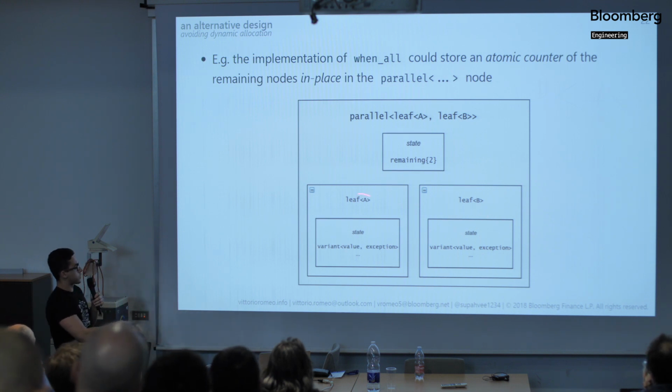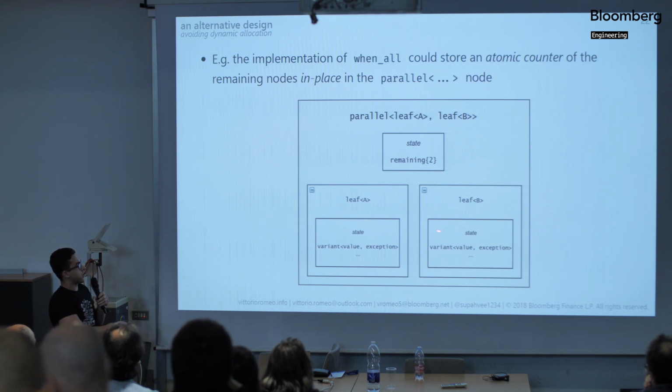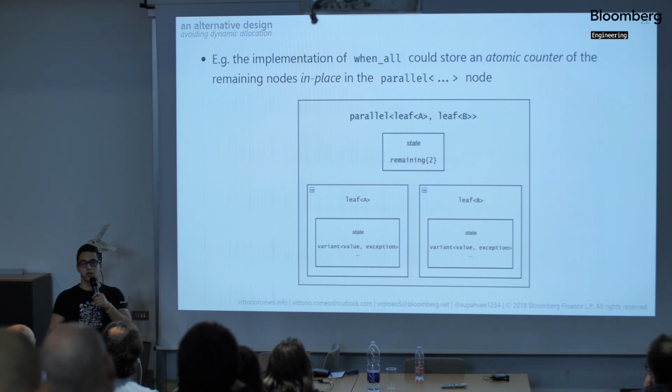And the idea here is that we schedule the first leaf, the second leaf. When they are done, they will decrement the counter, and the last one to decrement the counter will trigger the continuation on the potential next node of the graph.